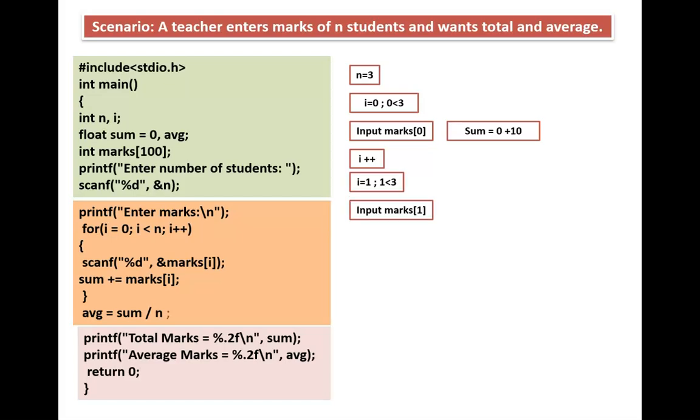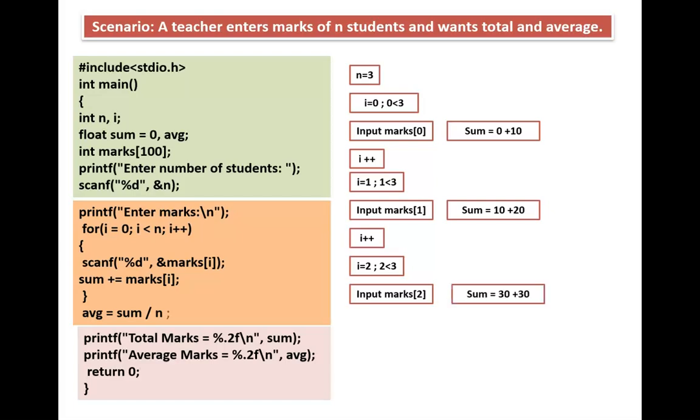Now I input marks[1]. Now I calculate sum: sum = sum + marks[1]. So what is the sum value? 0 plus 10, 10 is the sum value. If marks[1] is 20, sum is equal to 10 plus 20. Again i is incremented, i is equal to 2. 2 is less than 3.